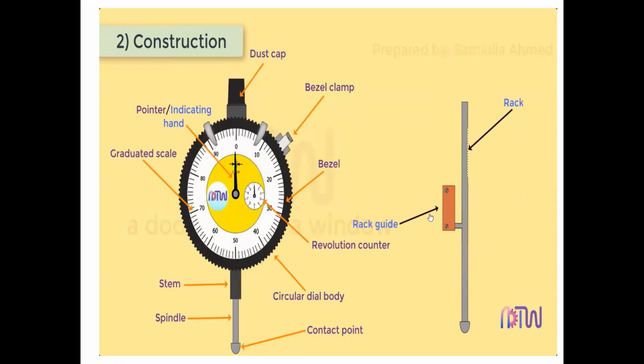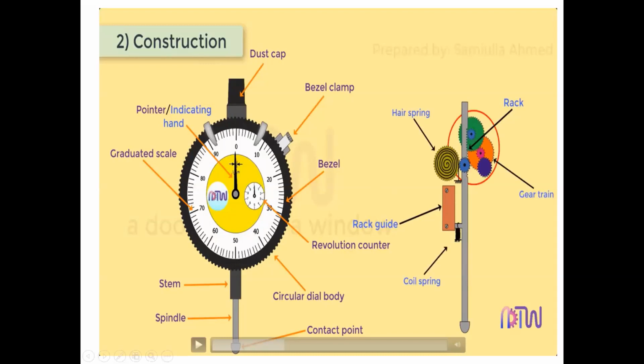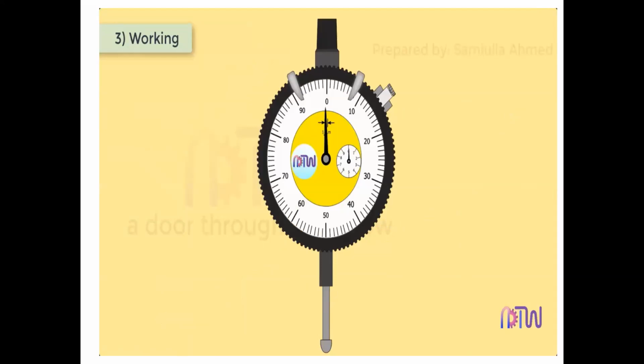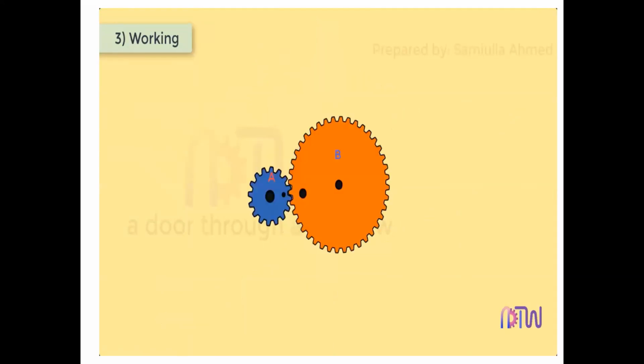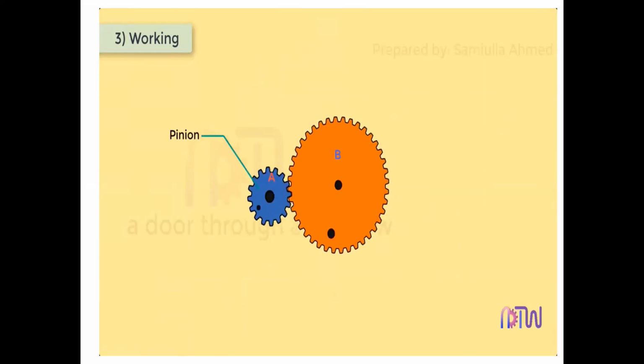Let us see the working of dial indicator. Let us first understand how the magnification is achieved with the help of gears. Consider two gears A and B. The gears are meshing with each other. The number of teeth on gear A is less compared to gear B. The smaller gear A is called the pinion. When we rotate the pinion by 1 revolution, gear B rotates through a small angle. This depends on the gear ratio. Now, suppose we rotate gear B by 1 full revolution. The number of revolutions of the pinion is more.